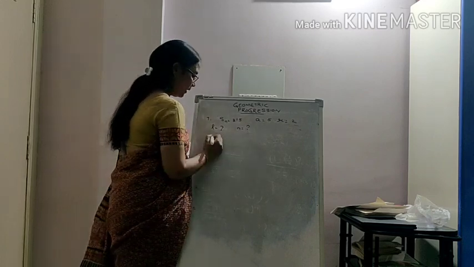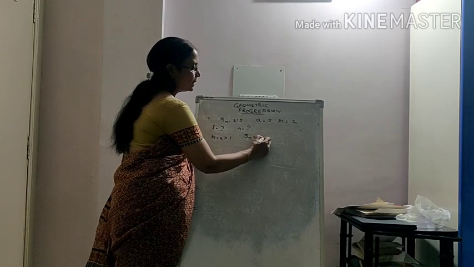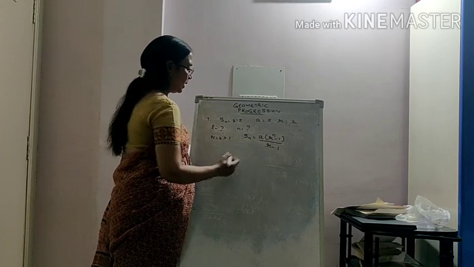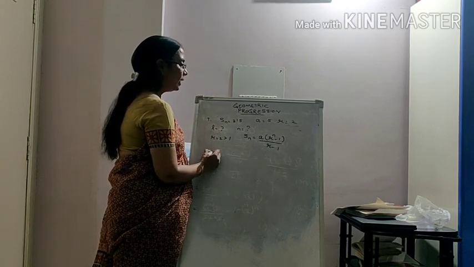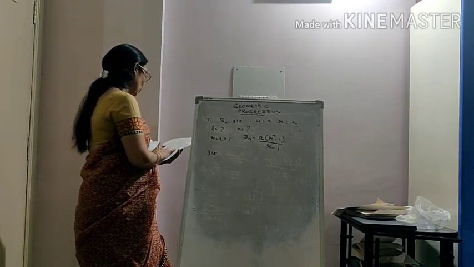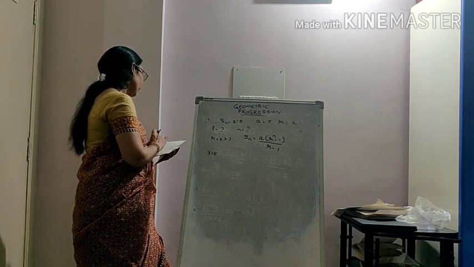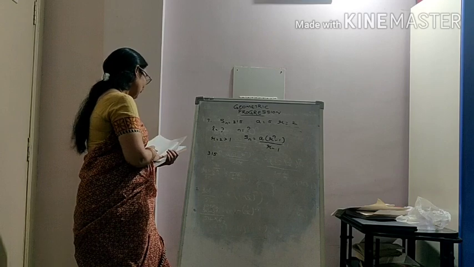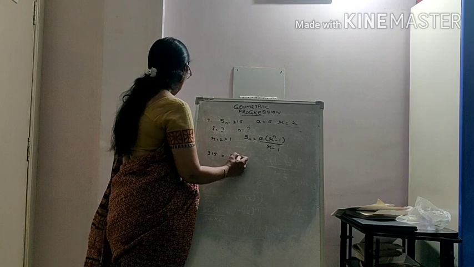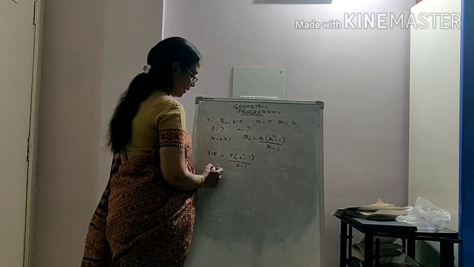So now r is equal to 2, which is greater than 1. So we will be using the formula Sn is equal to a into r to the power of n minus 1 upon r minus 1. So 315 is equal to 5 into 2 to the power of n minus 1 upon 2 minus 1.